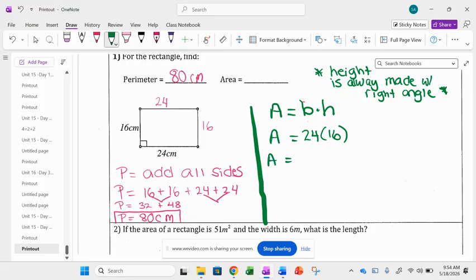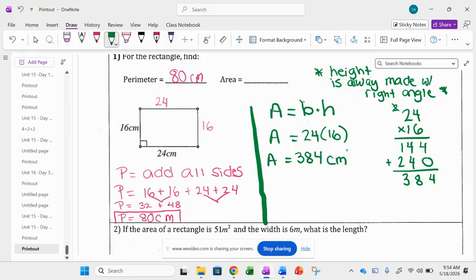Now that's okay if you can't multiply that in your head. We're going to go 24 times 16. 6 times 4 is 24. Carry that 2. 6 times 2 is 12 plus 2 is 14. Put a 0 or an X as a placeholder. 1 times 4 is 4. 1 times 2 is 2. So now we add and we get 384. So now my area is 384, but now it's not just centimeters anymore. For area, we put centimeters squared.